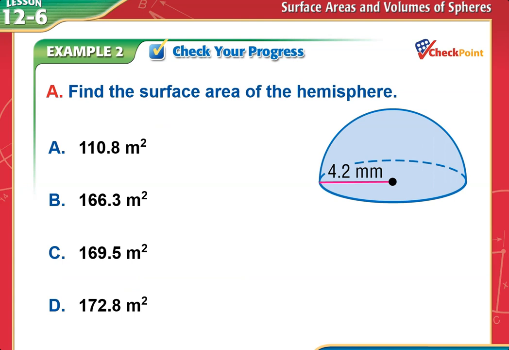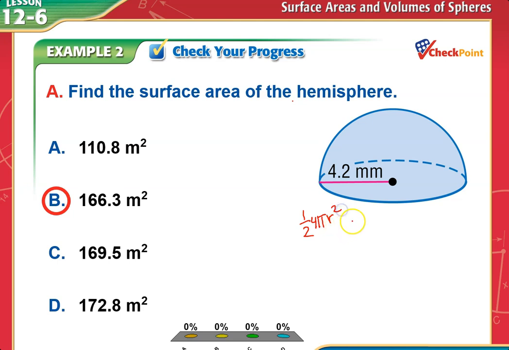Okay, find the surface area of the hemisphere. Go ahead and pause your video. If you got B, you did it right. Now let's check how. Now remember, we're going to do 1/2 of 4 pi r squared plus pi r squared. If you want to think of this, this actually is just 2 pi r squared plus pi r squared.